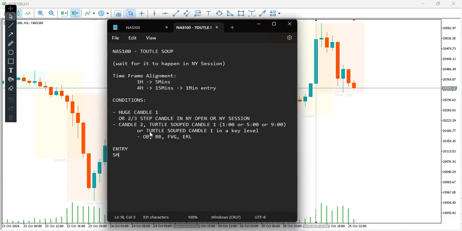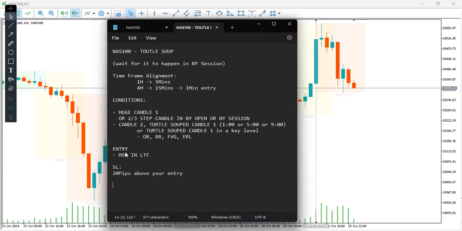if you get it in the 1 hour, or 15 minutes if you see it in the 4 hour. We still want to see market structure shifts in the lower time frame. That is our entry. Our stop loss is above, or you can just make it 20 pips above your entry.